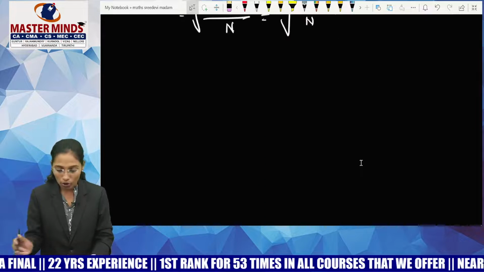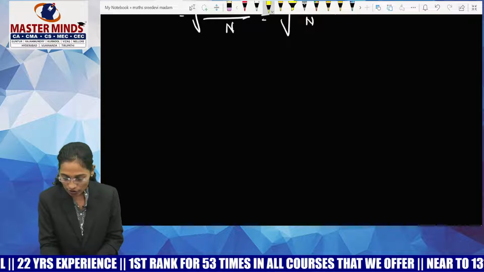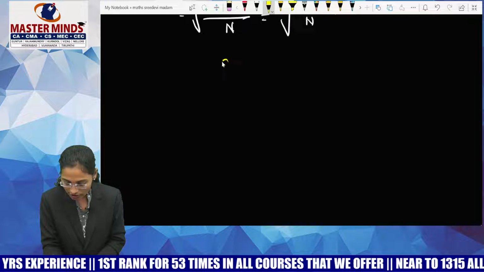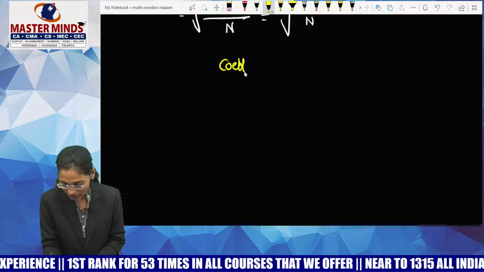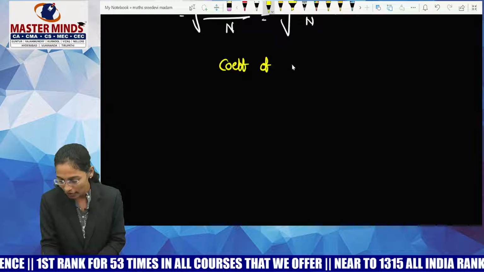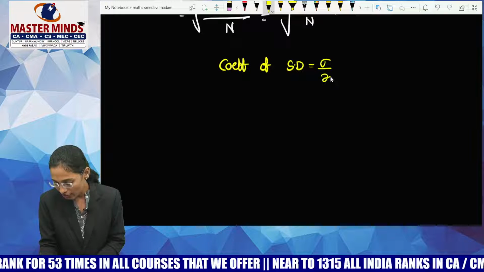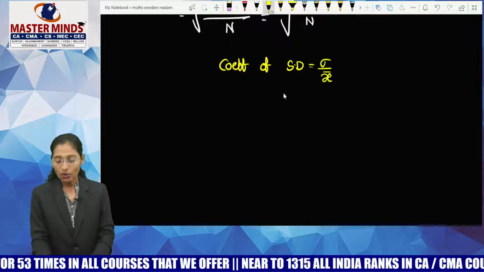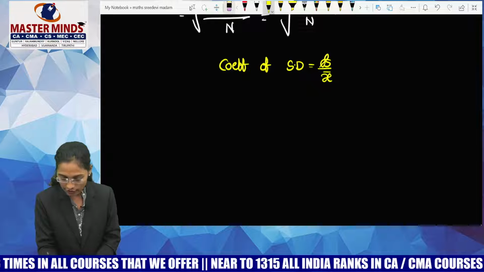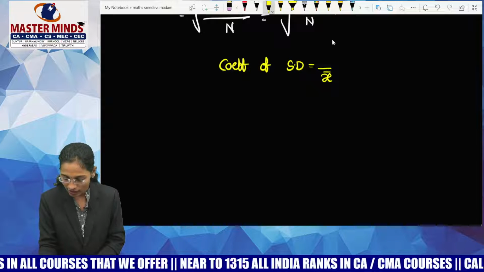Now we have to talk about coefficient of standard deviation, no? So the formula for coefficient of standard deviation is standard deviation by mean only. Coefficient of standard deviation is standard deviation by mean, that is s by x bar. If it is population, you have to write sigma.